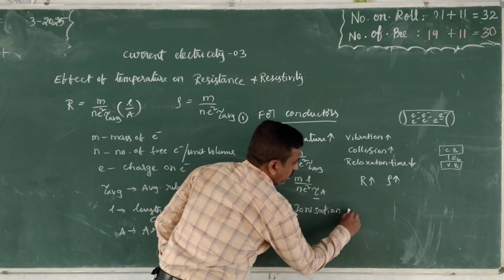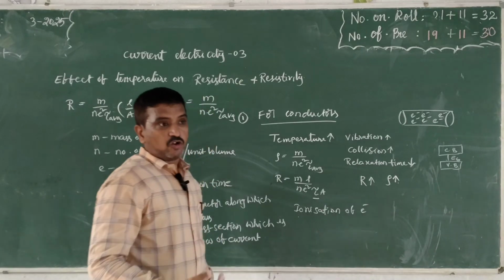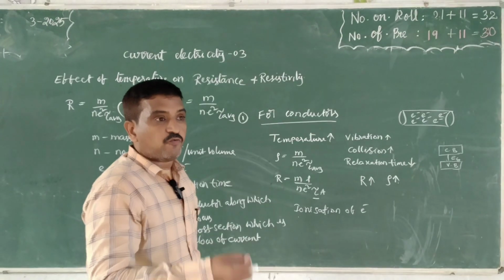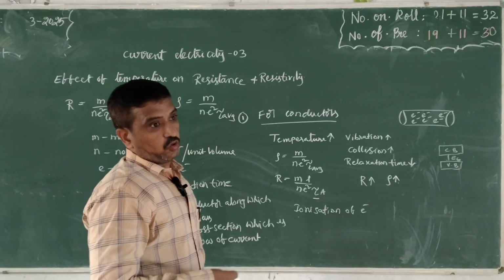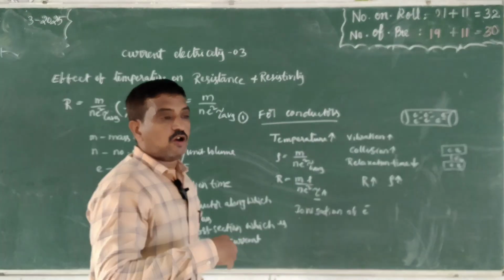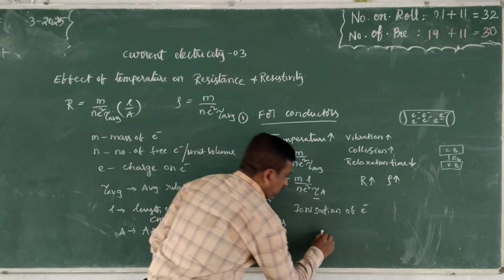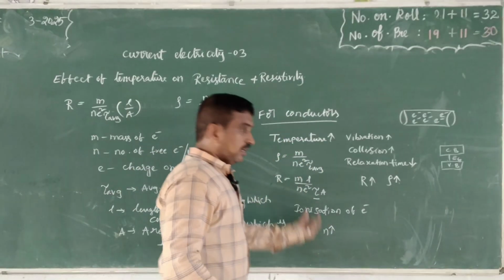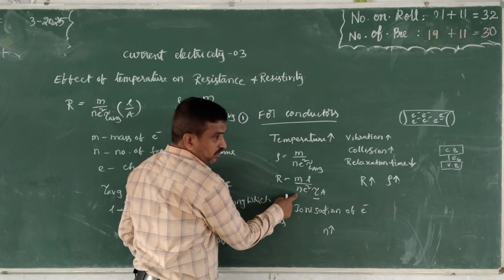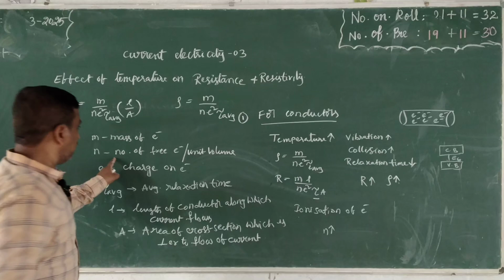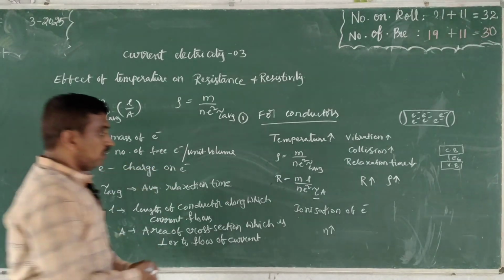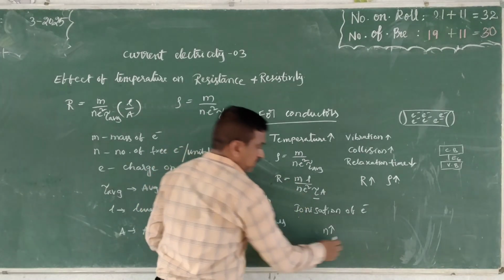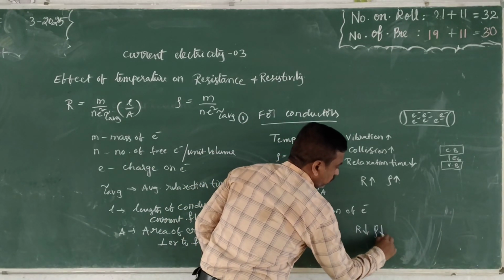Ionization of electrons means the process by which ions are formed, either by losing or gaining an electron. So the n value increases, the number of free charges in the conductor increases, the number density, the number of free electrons per unit volume, increases. The denominator value increases, the total value automatically decreases, which means resistivity and resistance both decrease.